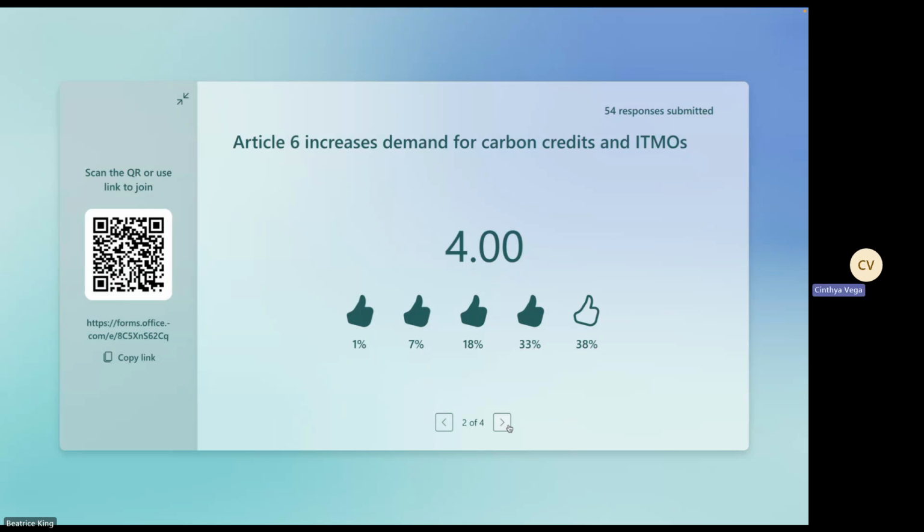Then for the third statement, we have Article 6 increases supply for carbon credits and ITMOs. Let's see what the participants say. And again, we have a partly agree audience. We haven't had a fully agree answer as we had before. And then for the fourth statement, Article 6 increases trust in the integrity of carbon credits and ITMOs. Again, partly agree. So the perception is it can probably increase trust in the integrity of carbon credits and ITMOs.